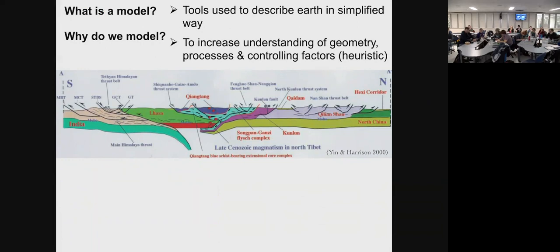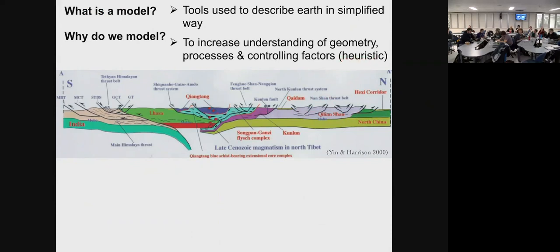So they're tools, and we use them to increase our understanding of a geometry, for example, a process, or controlling factors. What influenced, for example, the development of all these faults here, right? Are they due to the underplating of North China lithosphere? Are they due to thin-skinned tectonics, for example?